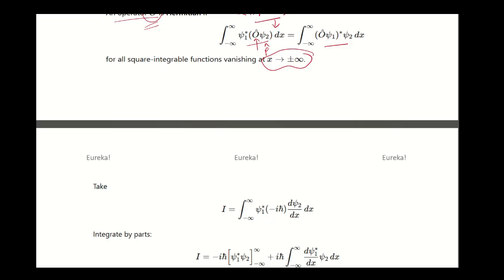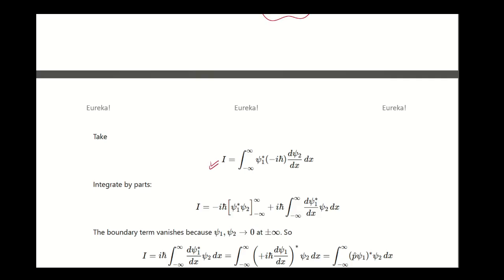After substituting this, we get this expression of I, and if we integrate this, it is nothing but minus iota h cross, integral from minus infinity to plus infinity, psi 1 star d psi 2 dx dx. Then again, minus iota h cross integral from minus infinity to plus infinity, we can write this as d dx of psi 1 star psi 2, and then dx.